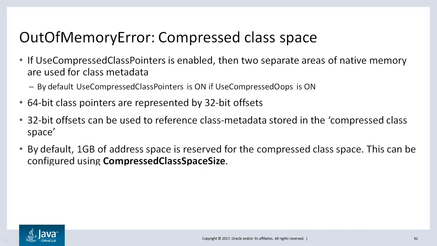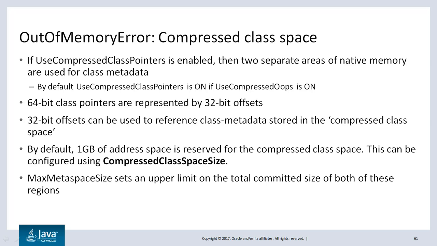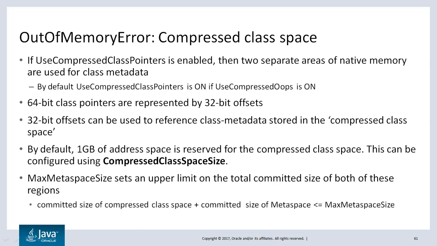By default, 1 GB is reserved for the compressed class space, but this can be changed with the CompressedClassSpaceSize option. The maximum value that we can set for the CompressedClassSpaceSize option is 3 GB. The JVM option MaxMetaspaceSize that we talked about in the previous slide sets a maximum limit on the combined committed sizes of both the compressed class space and the rest of the MetaSpace.